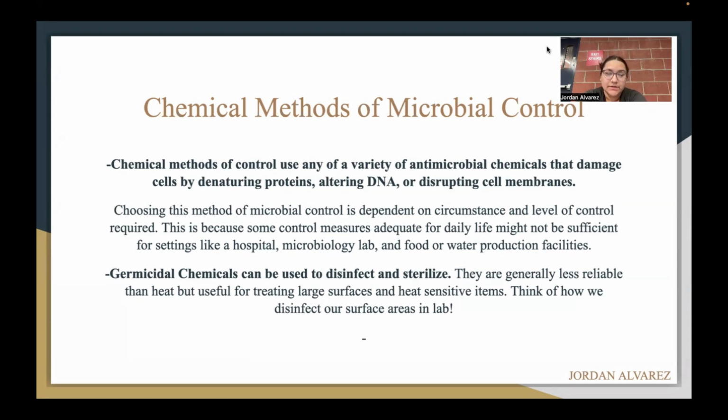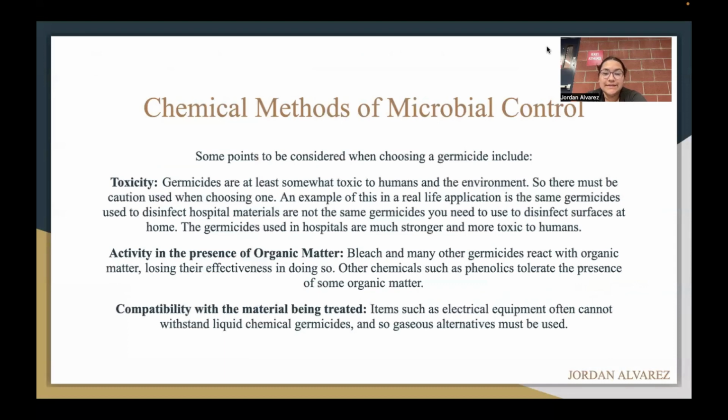Germicidal chemicals can be used to disinfect and sterilize. They are generally less reliable than heat, but useful for treating large surfaces and heat-sensitive items. Think of how we disinfect our surface areas in lab. Some points to be considered when choosing a germicide include toxicity, activity in the presence of organic matter, and compatibility with the material being treated. For toxicity, germicides are at least somewhat toxic to humans and the environment, so there must be caution used when choosing one.